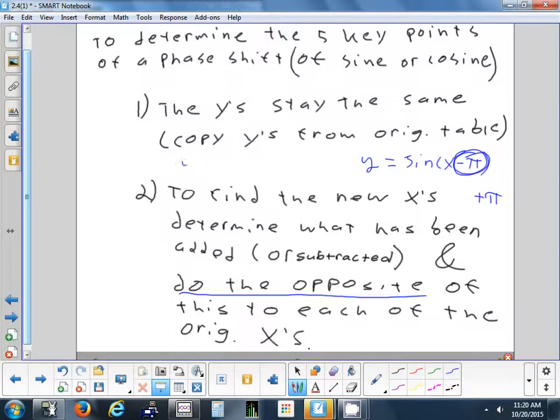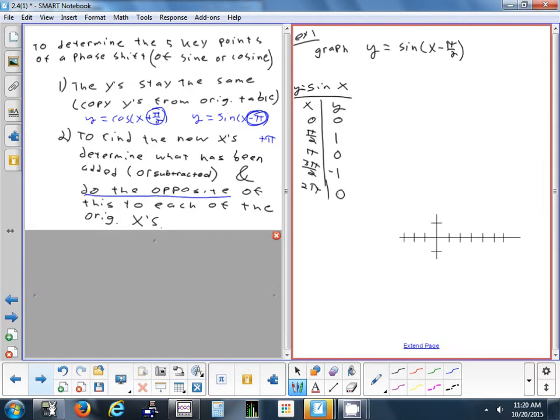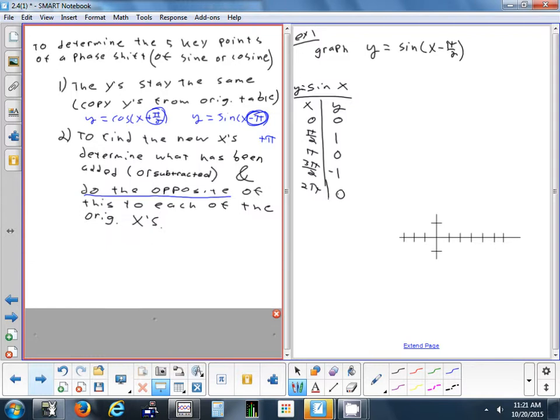If I had a problem like (x plus pi over 2), in this case, I see plus pi over 2, so I'm going to do the opposite. I'm going to subtract pi over 2 from all the original x's. And we'll go through maybe 2 or 3 examples. First one we're going to try is this one, sine of (x minus pi over 2).